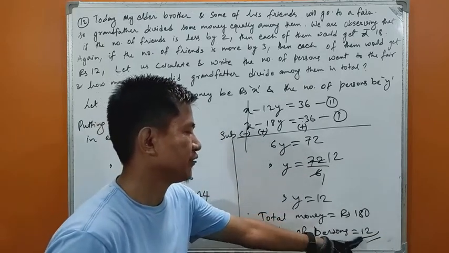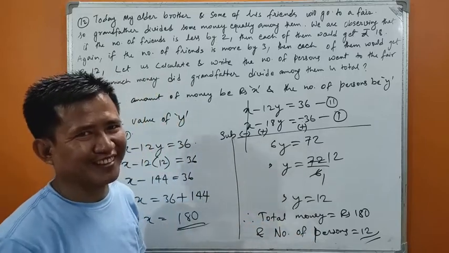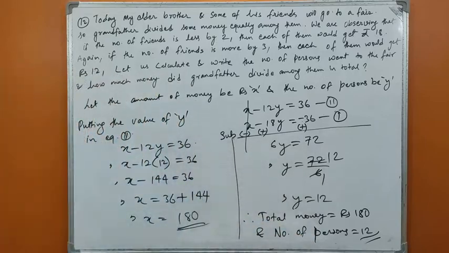180 rupees were divided among 12 persons. Okay, I hope you understood this.